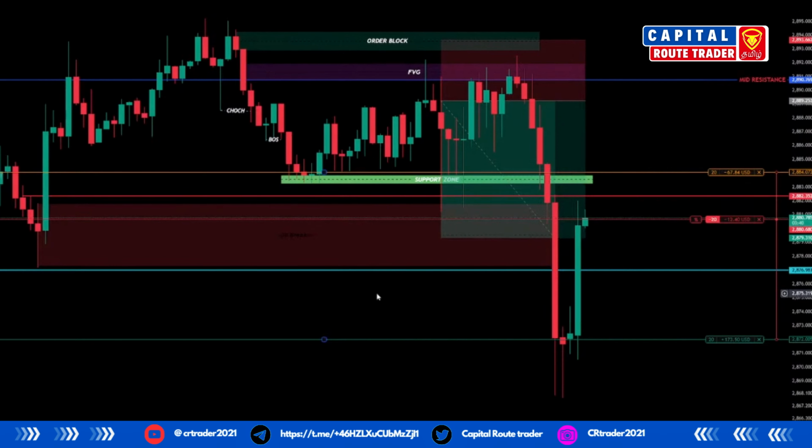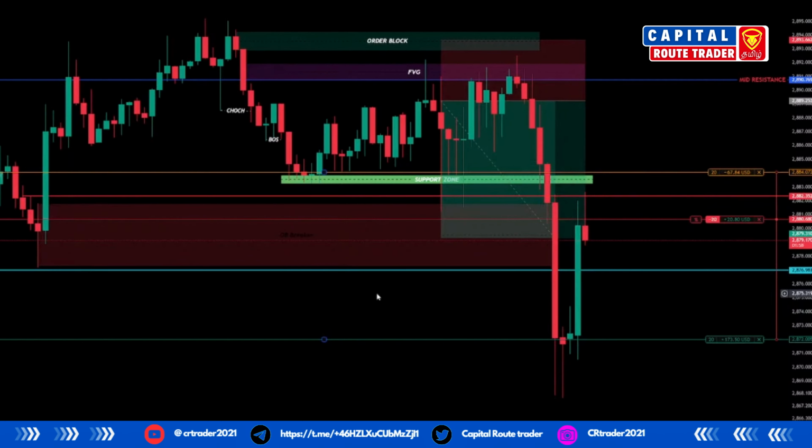Analyzing the chart, we can observe a significant market structure shift, indicating a change in the order flow dynamics. Key observations include fair value gaps, FVG. A strong imbalance was created due to rapid price movement, suggesting institutional involvement. Support and resistance zones. A previously established support level transitioned into a resistance zone, forming a high probability trading opportunity.